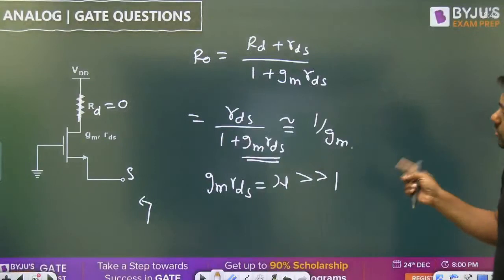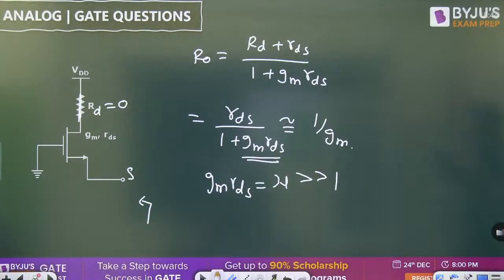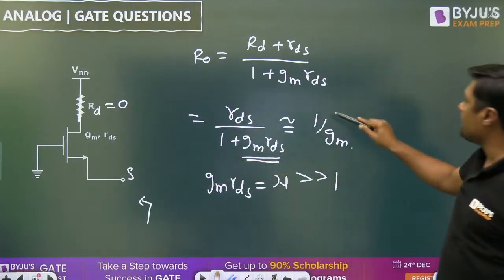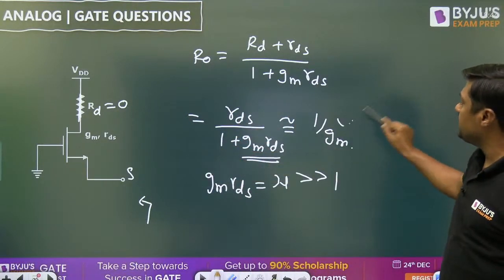So in this question, no doubt we are solving this with gm and RD and finding it. But if RD is not given, it is approximately equal to 1 by gm. Remember this point.